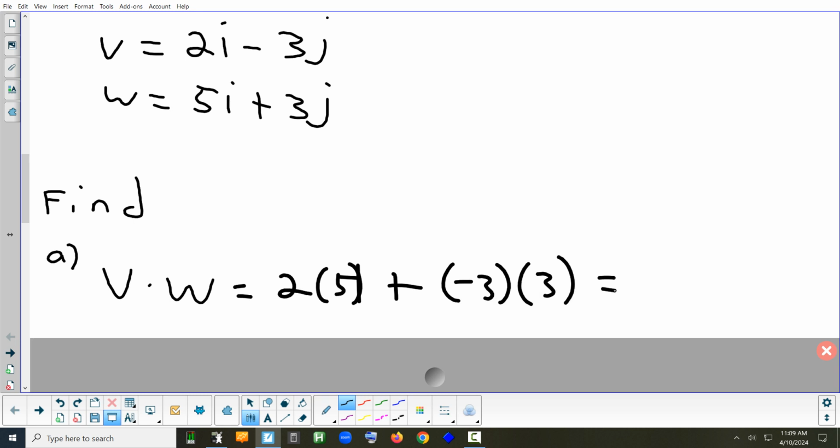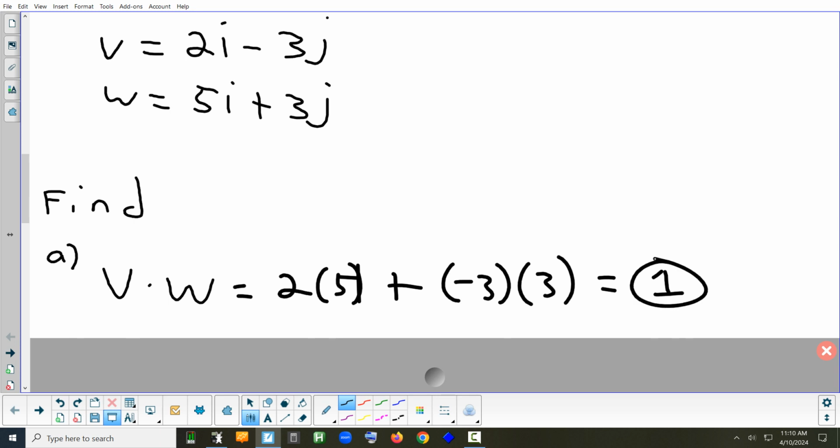What's that dot product going to come out to? 10 plus negative 9. Do we include the i and the j? Nope, just the final answer. So you combine them, and the dot product in that case is 1.